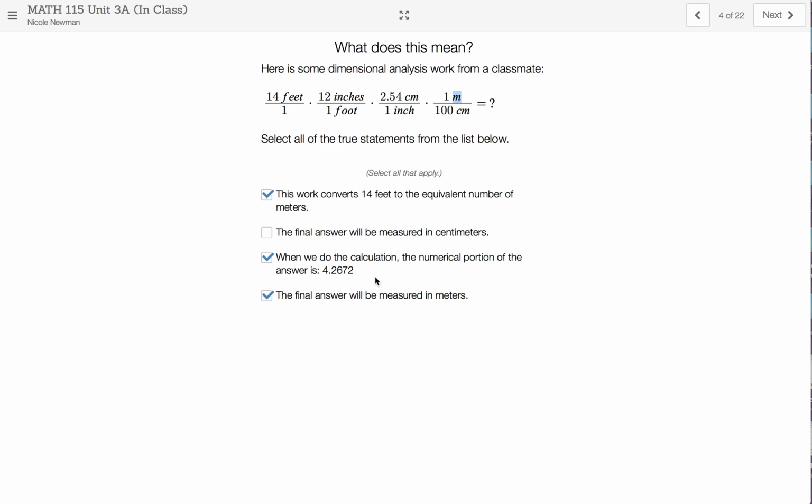When we do the calculation, the number that comes out for us should be 4.2672. Remember, you'll do 14 times 12 times 2.54. Figure out what that is, and then you'll divide by 100 this time, because 1 times 1 times 1 times 100 is 100. And your final answer is measured in meters. So that's analyzing someone else's work.